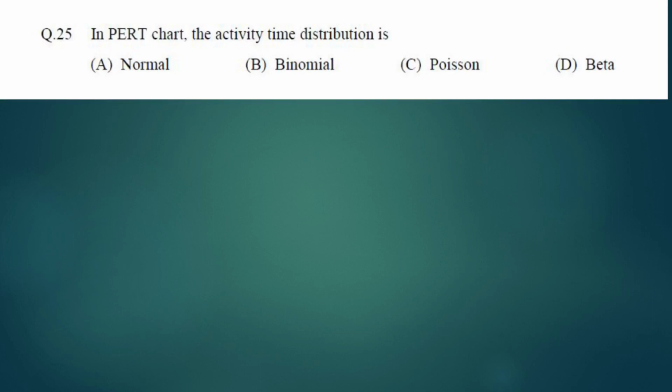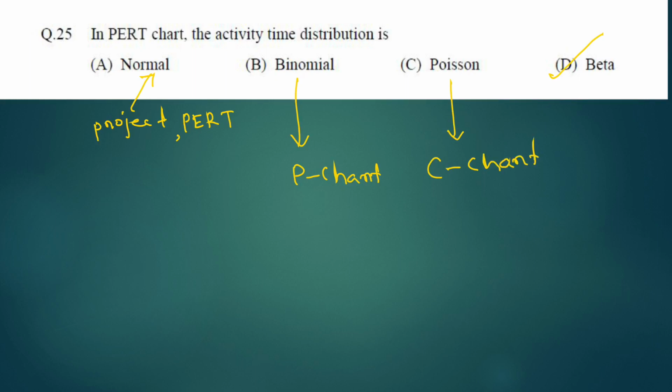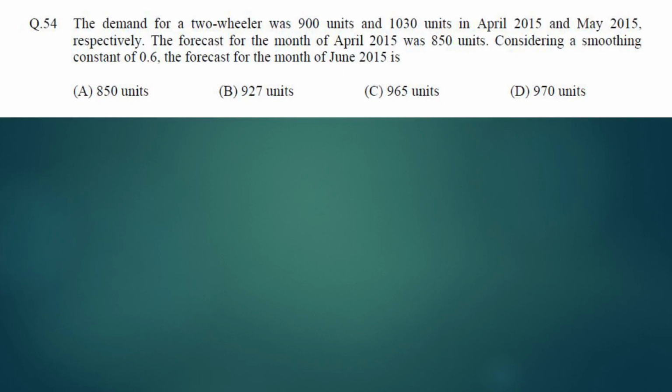In a PERT chart, the activity time distribution is a beta distribution. And the project, in a PERT chart, is a normal distribution. And for binomial distribution, it's the P chart, and for Poisson distribution, it's the C chart. All four are important.